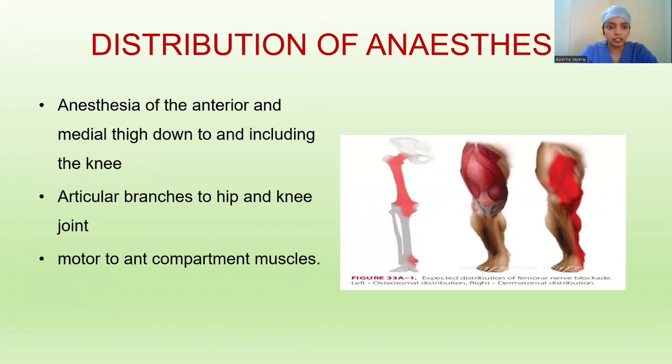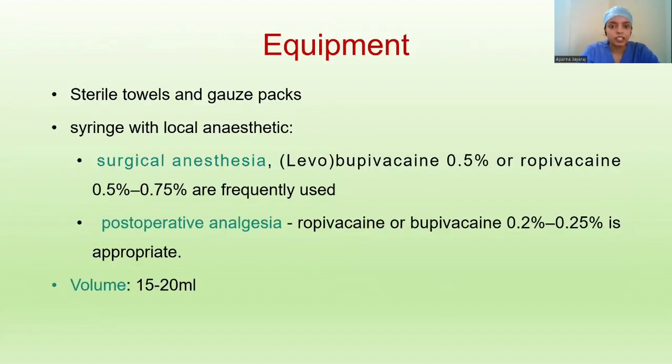Distribution of anesthesia includes anesthesia over the anterior and medial thigh down to and including the knee, articular branches to the hip and knee joint, and motor to the anterior compartment muscles.